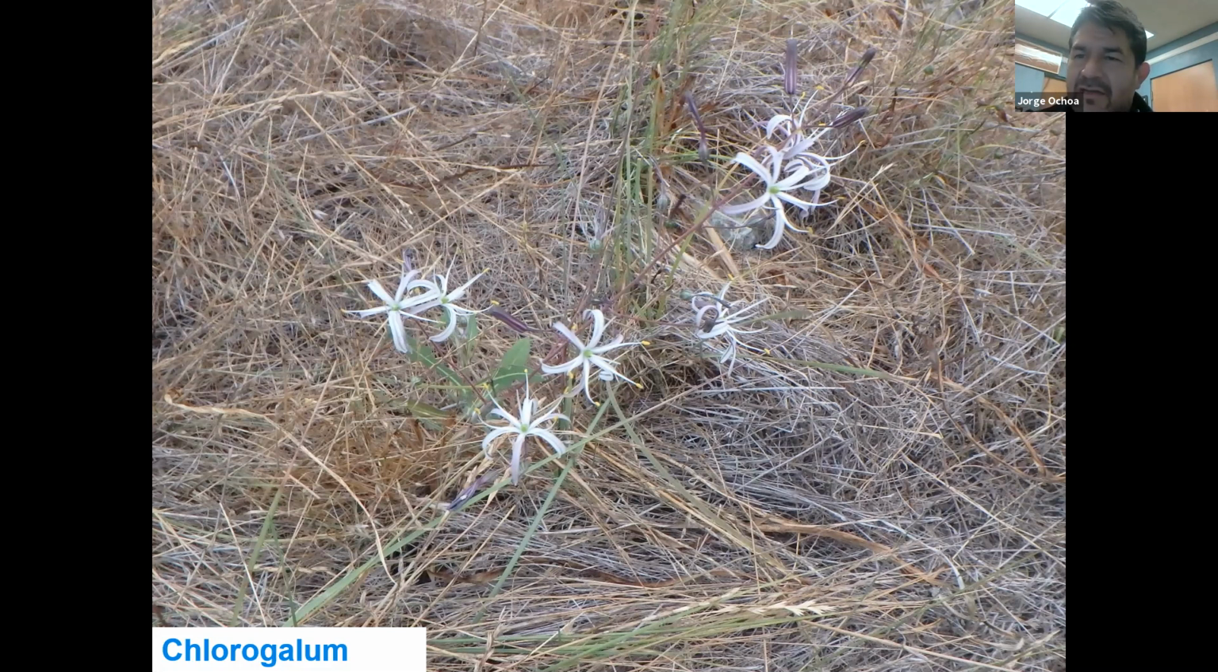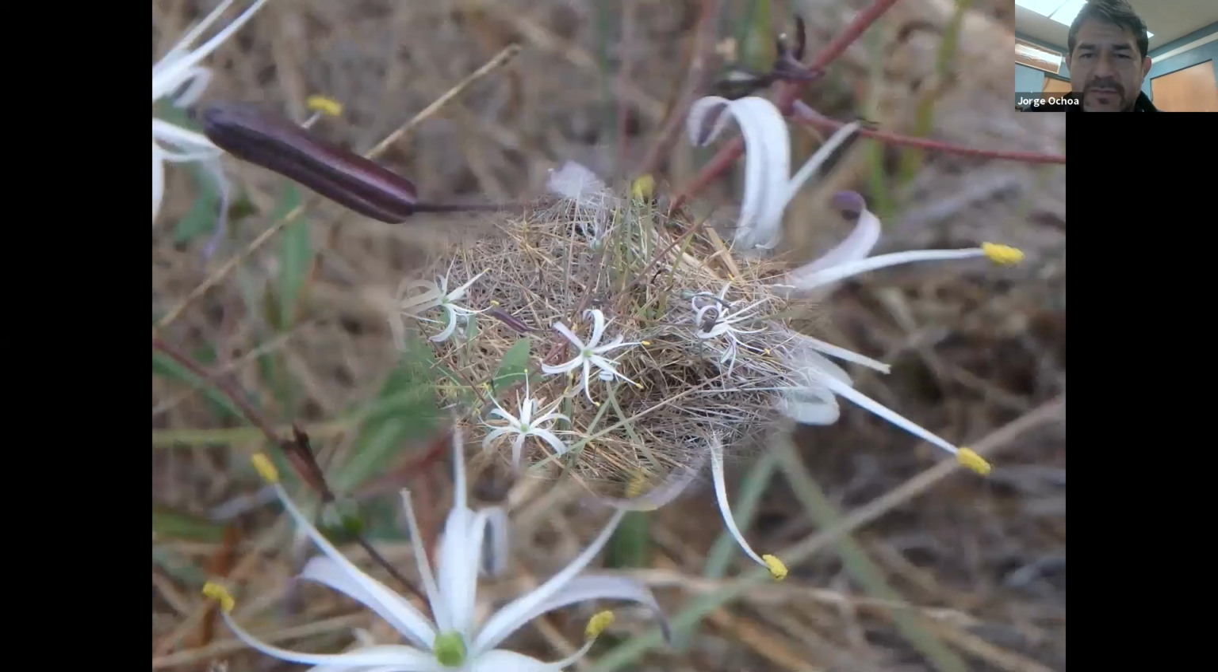And then we have here a few other genera within this subfamily group. We have Chlorogalum, known as soap lily. Here, a California native. So here it was growing in the wild in San Luis Obispo.